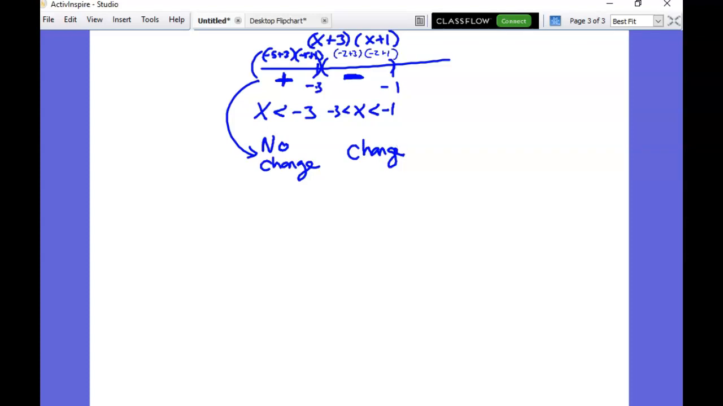Let's do the last one here. Pick a number that's greater than negative 1. You could do 1 or 0. I like 0. I think 0 is a little bit easier. That's 3 times 1. What is that? 3, which is positive. Therefore, change or no change? No change. So for anything where x is greater than negative 1, we will not change it. So there you go.